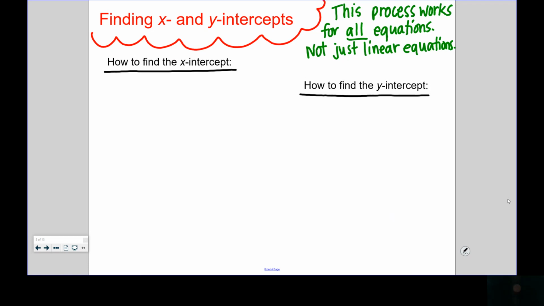So we have two little columns here. How to find the x-intercept, how to find the y-intercept. Just wanted to mention this while we're talking about x and y intercepts.